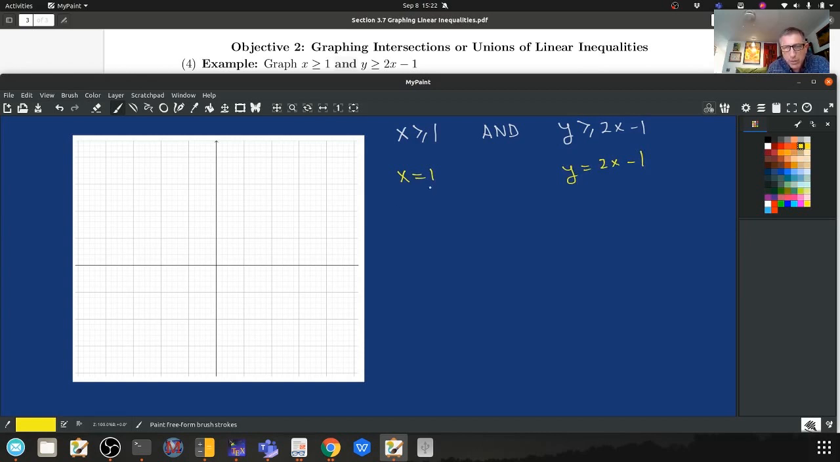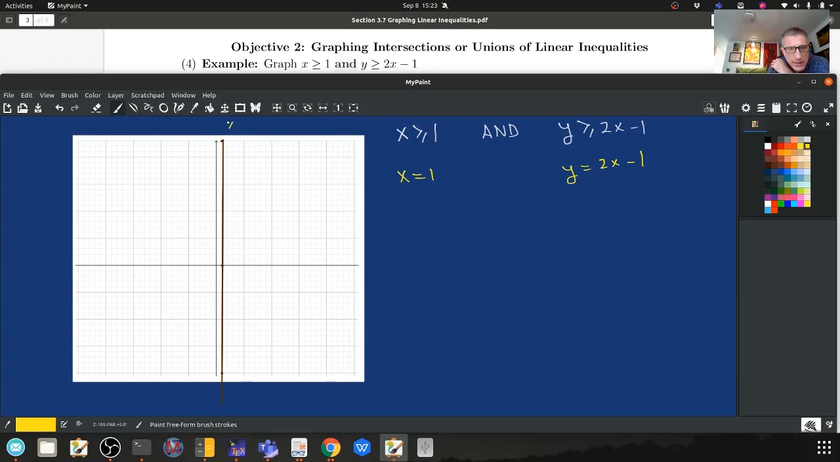So x is equal to 1. That is a vertical line, so that's going to be easy. Right here is going to be 1 point. Right here is going to be another. And up here is going to be another. Notice the inequality symbol is greater than or equal, so when I draw my line, you might want to label it.